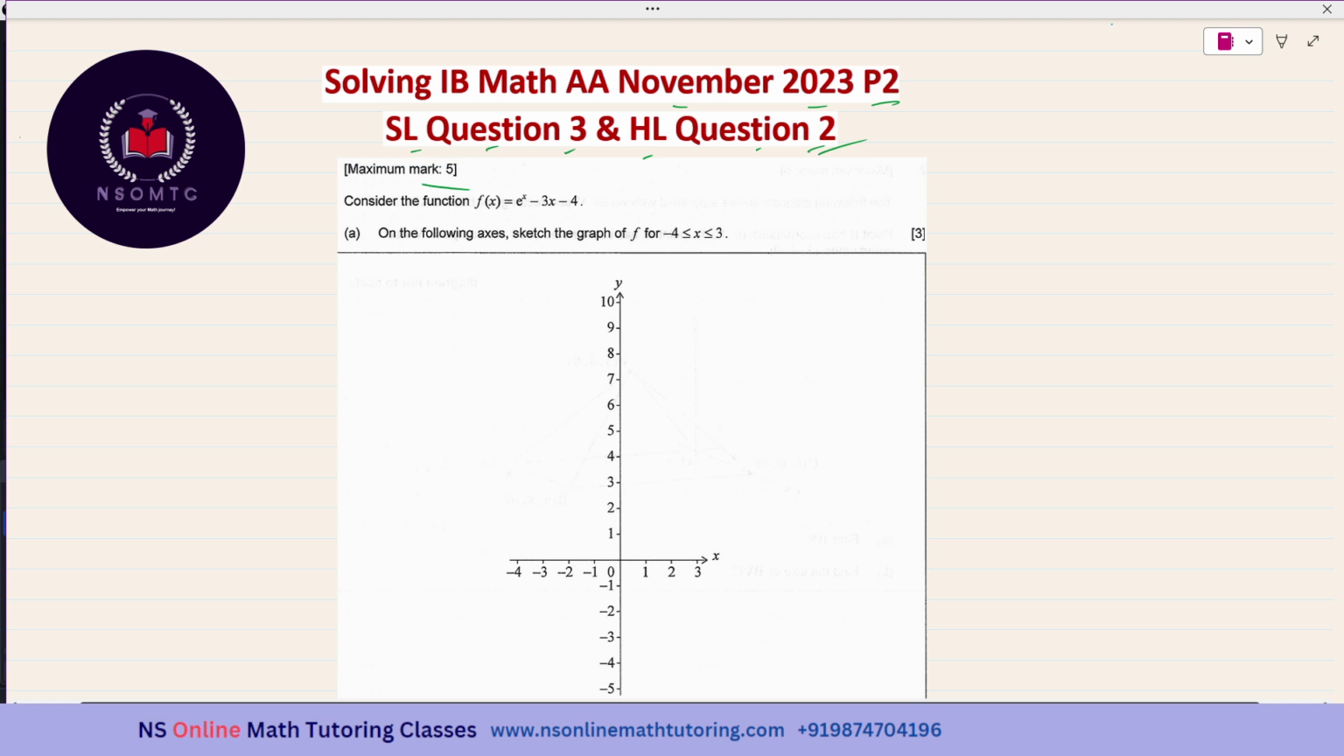So without any further delay, let us start to solve this question. The maximum mark is 5. Consider the function f of x equal to e to the power of x minus 3x minus 4. Subpart A's question is: on the following axis, sketch the graph of f for x greater than or equal to negative 4 but less than or equal to positive 3. You see the graph, the x-axis is between negative 4 and positive 3. It is containing 3 marks.